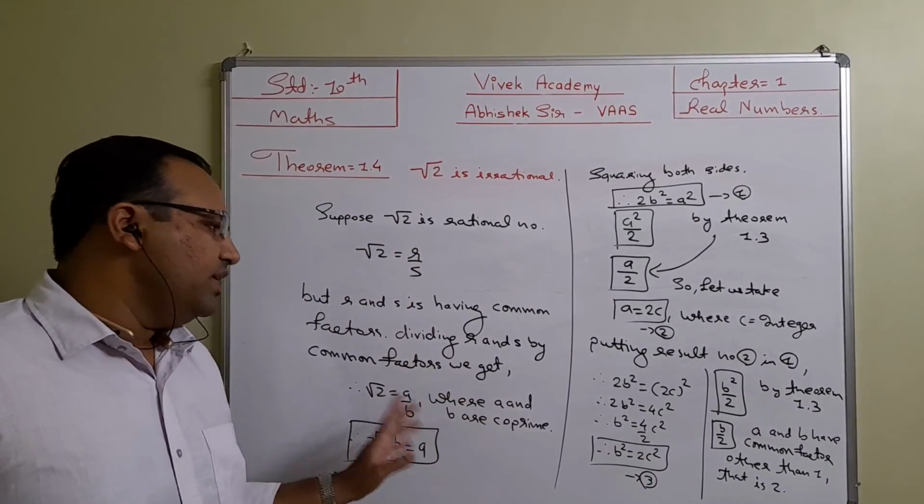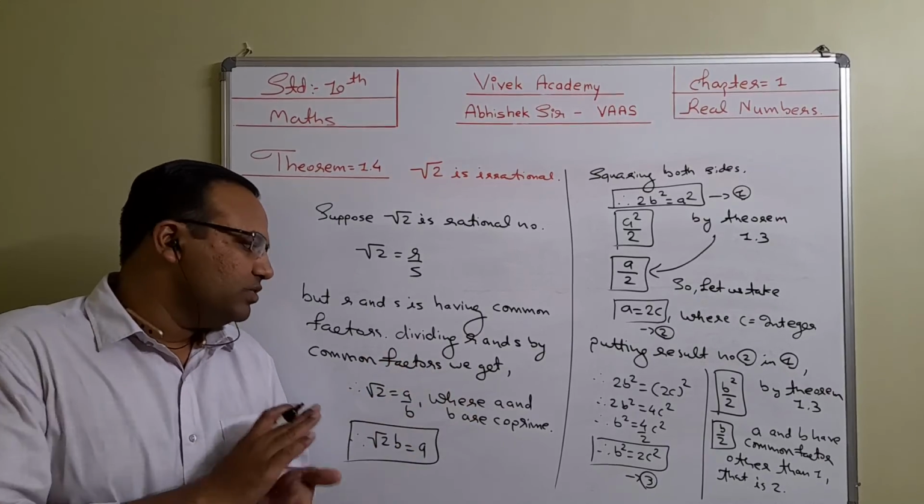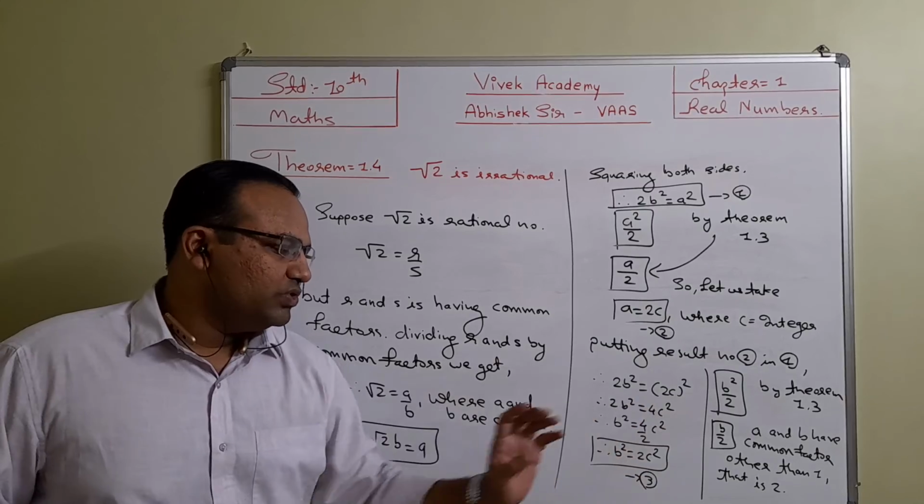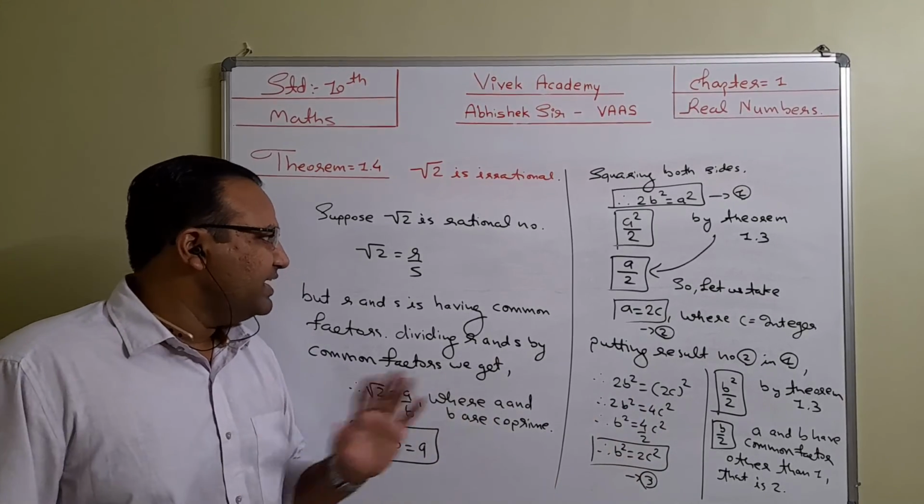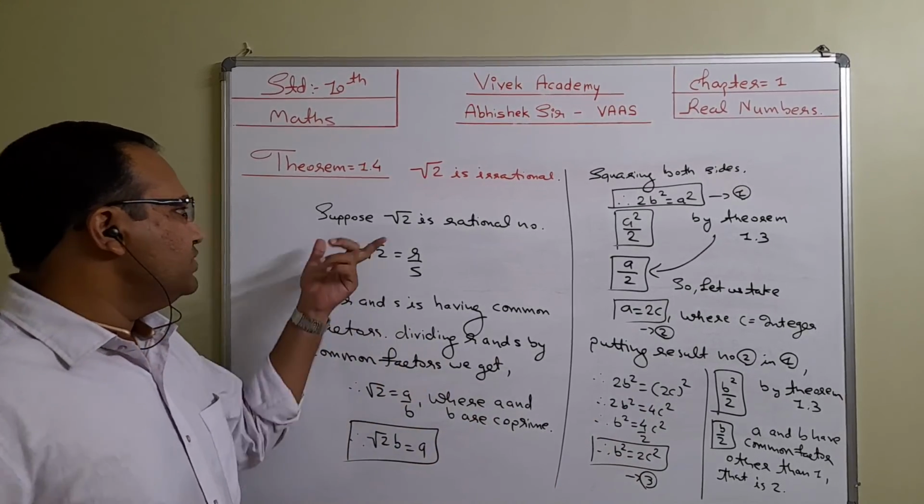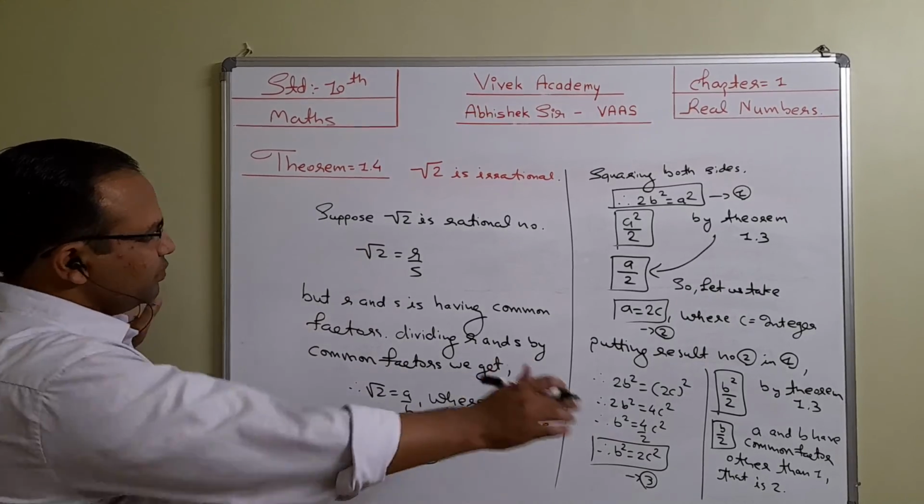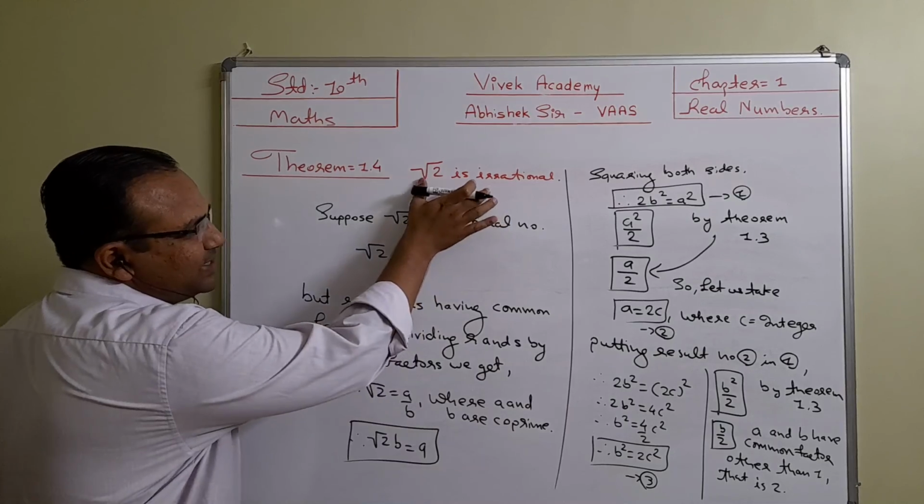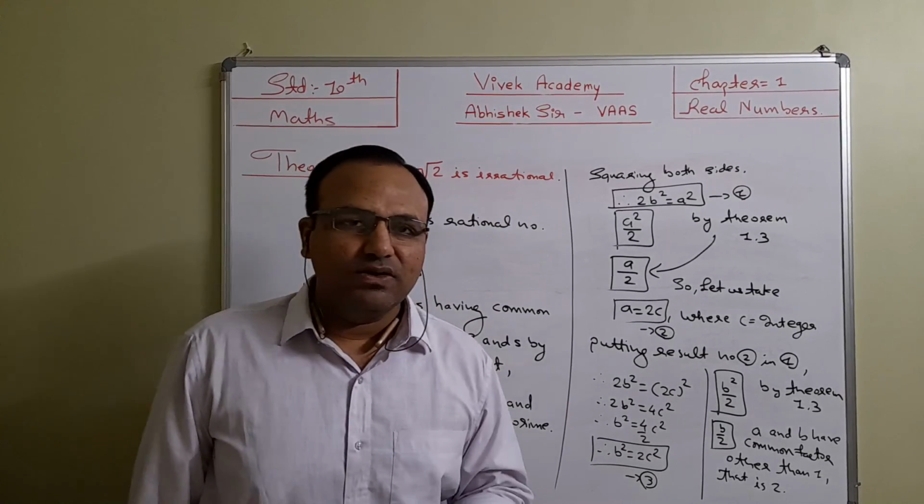Why is this a problem? Because a and b are co-prime. Co-prime numbers do not have any factor other than 1, but here 2 is also a factor, so it is not possible. Why is it not possible? Because we have assumed that root 2 is a rational number, so our assumption is wrong. Hence we can say that root 2 is an irrational number. Thank you.